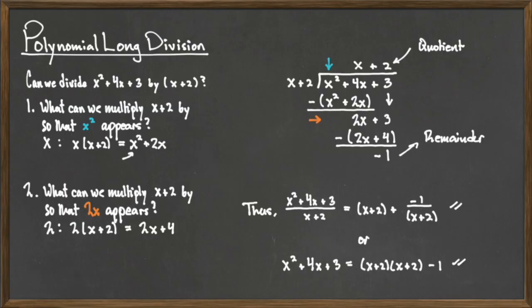When we started, I had to look at my divisor of x plus 2, and I had to multiply it by something such that x squared appeared, x squared being the first term in my dividend. And by thinking about it, it turns out that that value was x itself. And so I computed that product and subtracted, and then it just turns into a rinse and repeat procedure.